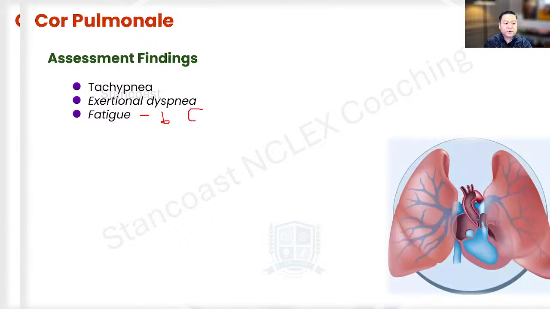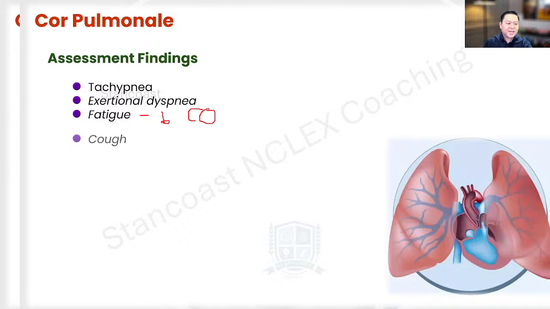There is a decrease in the cardiac output because of the poor function on the right side of the heart, the right ventricle itself. So this can also decrease the oxygenation process and also the delivery of oxygen to the body tissues, especially the brain and all the other major organs.